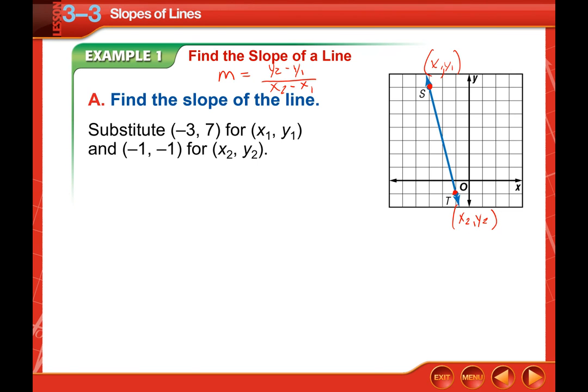We're going to substitute in for x1, y1, -3, that's 1, 2, 3, and I go up 7. My second point, point T, is at -1, -1. So we put that into the slope formula. This y2 comes right here. My y1 comes right there. And then we bring the x's down.